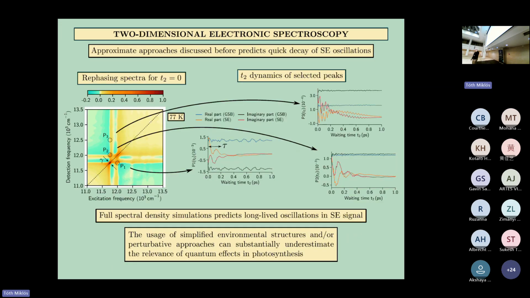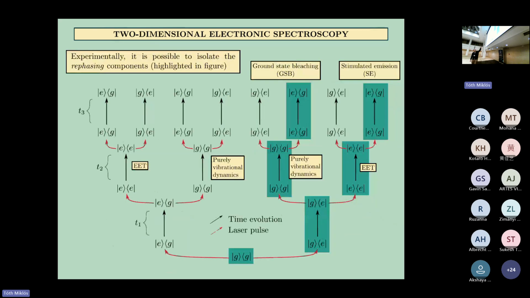The point is, if one analyzes two-dimensional spectroscopy with some approximated methods, such as a perturbative expansion in the interexcitonic coupling as discussed before, or a simplified environment, one would predict that the signal coming from the electronically excited manifold, called the stimulated emission signal, quickly decays within a few hundred femtoseconds. And the only signal that survives and gives oscillations is the ground state bleaching, which is purely oscillatory dynamics in the ground state.